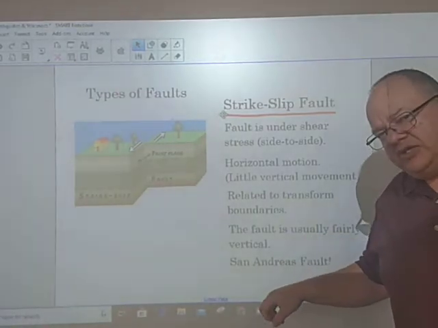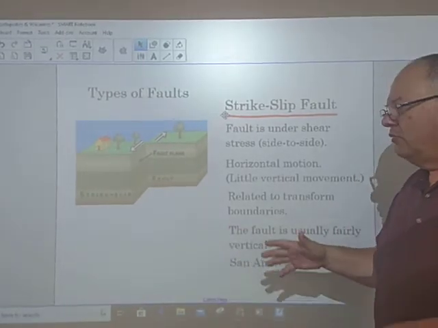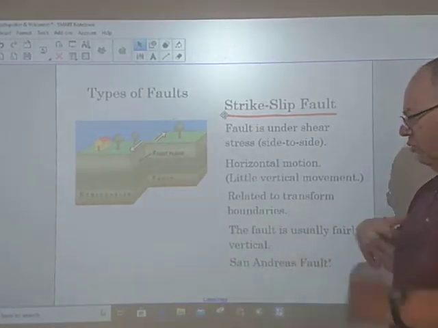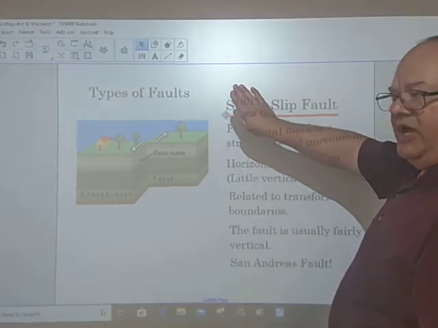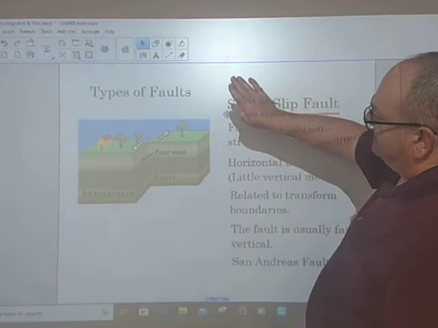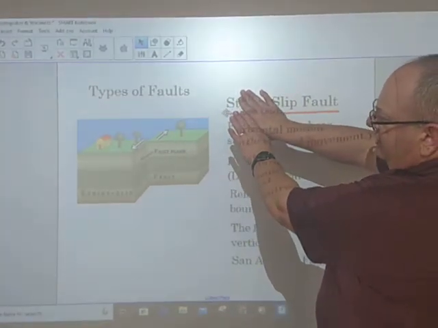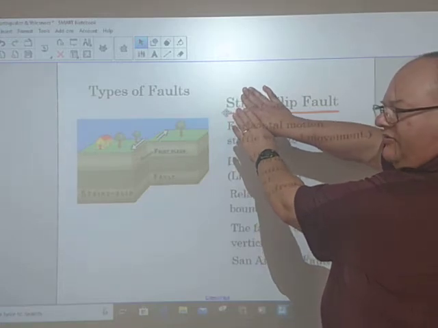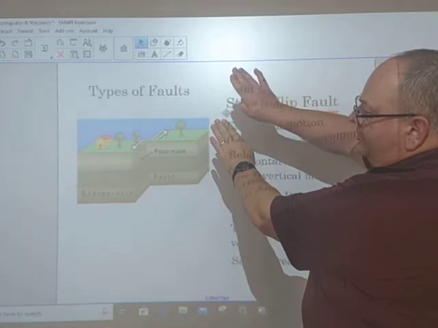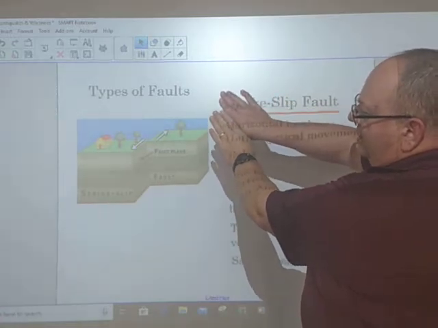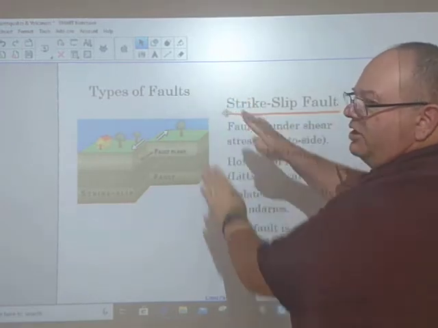The San Andreas Fault in California is a major example, one of the most famous examples in the world of a strike-slip fault. Okay, in the San Andreas, you've got the United States, and on the outside of California, parts of California are actually attached to the Pacific Plate, where most of California is the North American Plate. And what's happening is that the Pacific Plate is sliding up alongside the North American Plate there.